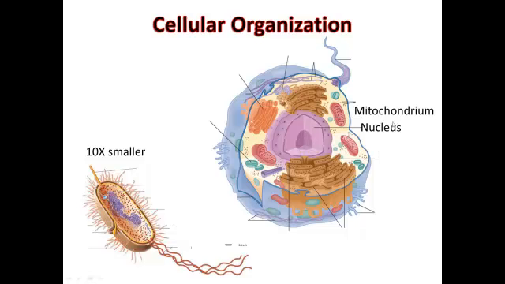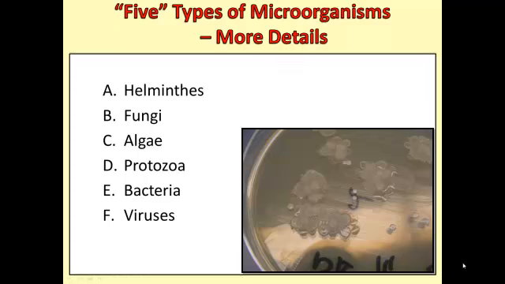Eukaryotes have a nucleus and mitochondria. The singular of mitochondria is mitochondrion, and if they photosynthesize, they also have chloroplasts. Prokaryotes are always unicellular, or composed of one cell. Eukaryotes can be either unicellular or multicellular. Now on to the 5 types of microorganisms in more detail.